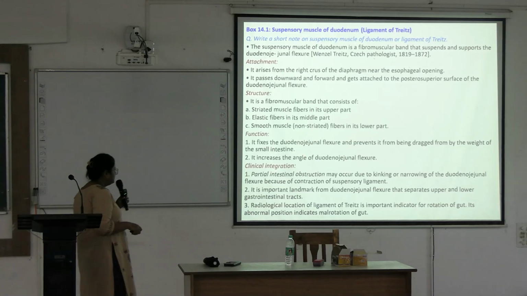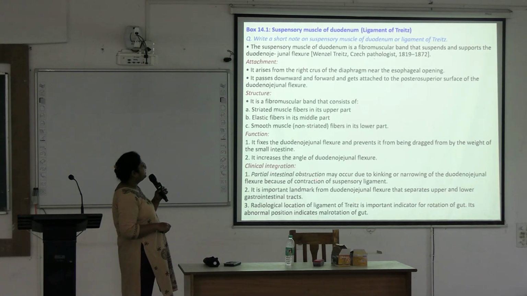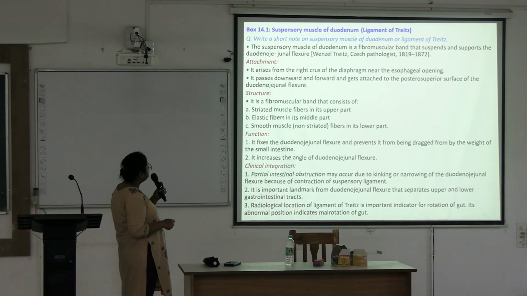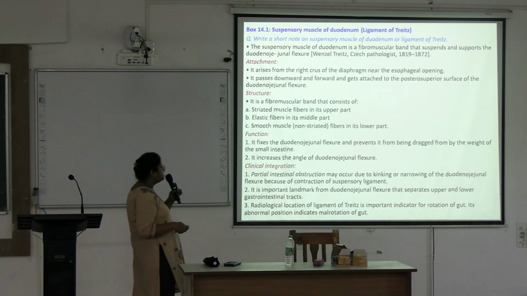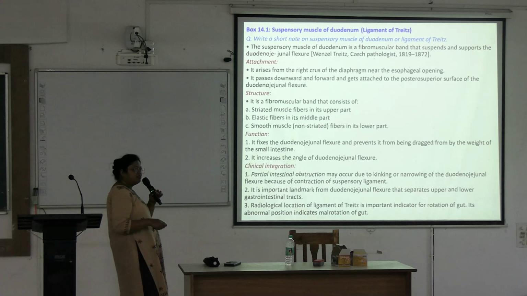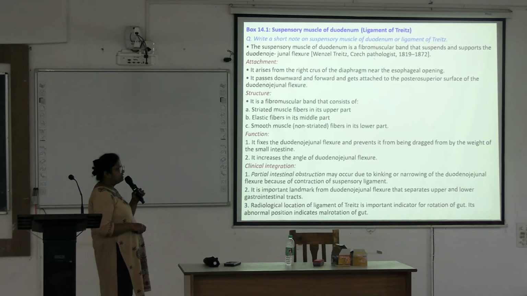What is the clinical aspect? Partial intestinal obstruction may occur due to kinking or narrowing of the duodenojejunal flexure because of contraction of the suspensory ligament. Within the ligament, you have muscle fibers. So if these muscle fibers are contracted in some situation, there will be obstruction at this point. It is an important landmark for the duodenojejunal flexure that separates the upper and lower gastrointestinal tracts.